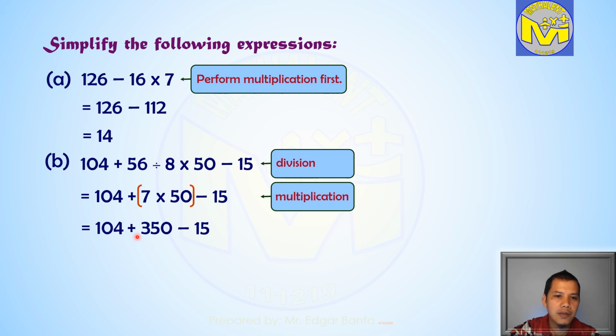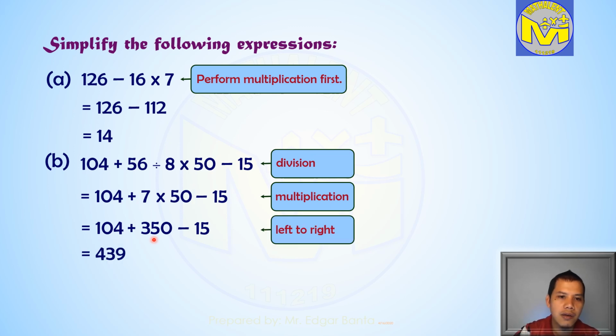We will add first. Of course, we will add. So 104 plus 350 is equal to 454. Okay. 454 minus 15 is equal to 439. Okay, did I say it right? 104 plus 350 is 454 minus 15 equals 439. So that's our examples.